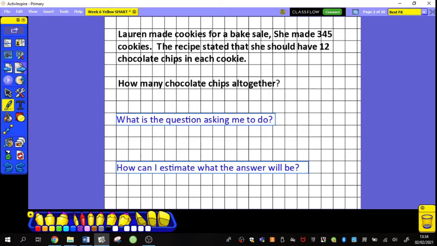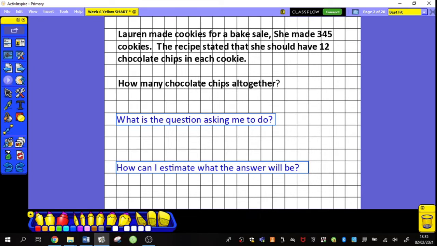First of all, you'll notice task 1 is some problems. This is just to refresh our memory of how to do our column method for multiplication. So Lauren made cookies for a bake sale. She made 345 cookies. The recipe stated that she should have 12 chocolate chips in each cookie. I want to know how many chocolate chips she needs altogether.